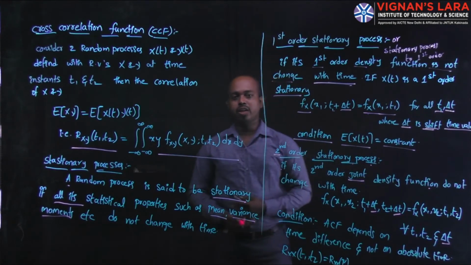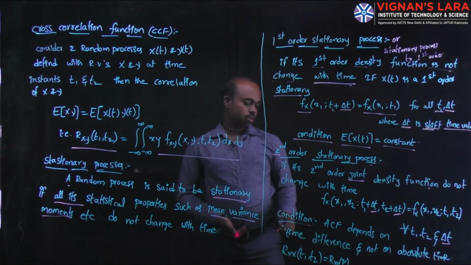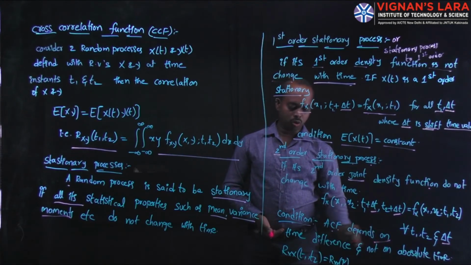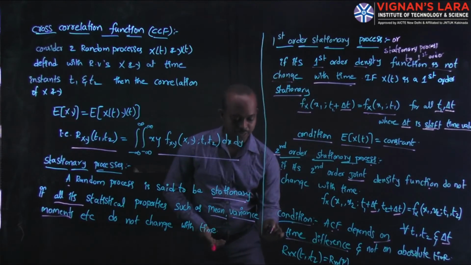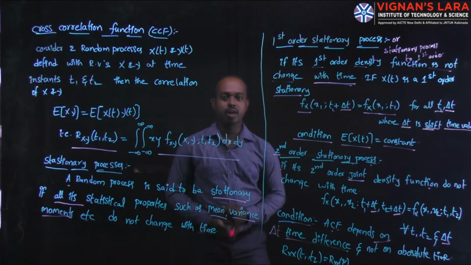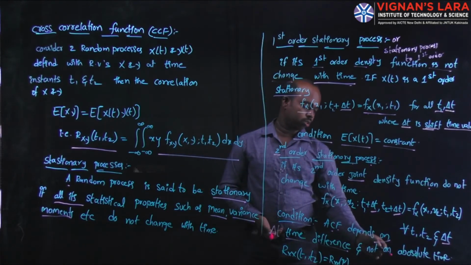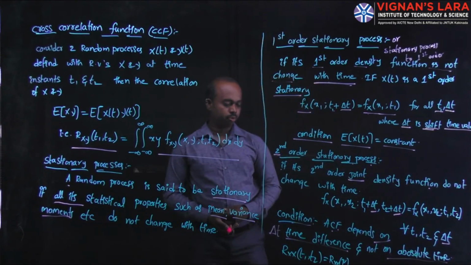What is the condition we have? The condition is that the autocorrelation function depends on the time difference, that is delta t, but not on absolute time.